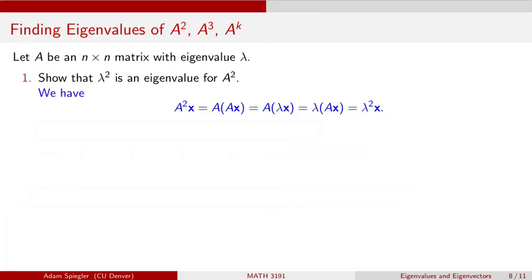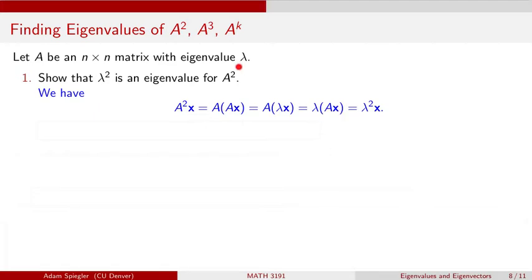If we take A squared times x, that's equivalent to taking matrix A times Ax. Since we're told that lambda is an eigenvalue of matrix A, that means Ax is equivalent to multiplying vector x by scalar lambda. So I can replace Ax with lambda x. Now, a property of scalar multiplication is that we can pull the lambda out in front of this product, and what's left is lambda times Ax.